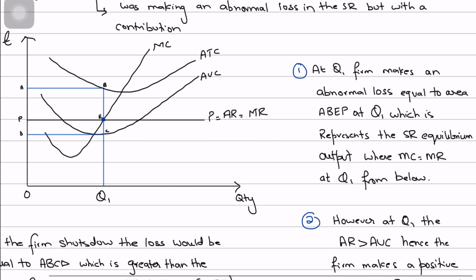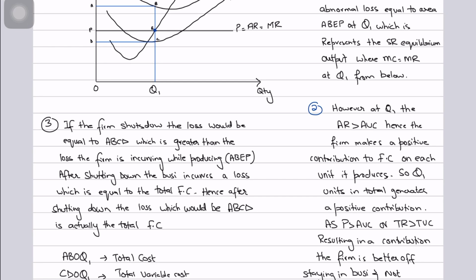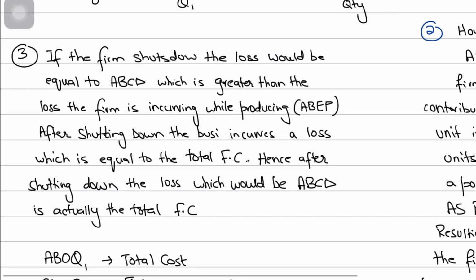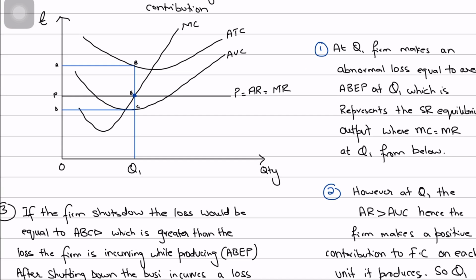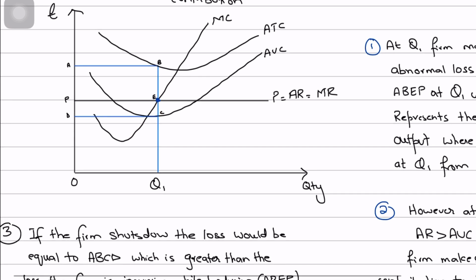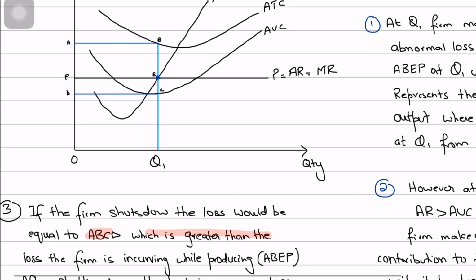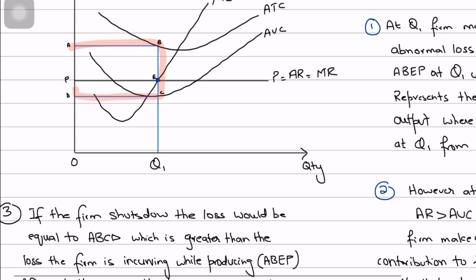Make sense? And I have written this down as well. यही चीज़ मैंने आपकी क्लैरिटी के लिए यहाँ लिख भी दी है कि if the firm shuts down, look at this, if the firm shuts down the loss would be equal to ABCD, जो अभी हमने बात की थी, which is greater than the loss the firm is incurring while producing, which is equivalent to ABEP. ये bigger loss, ये smaller loss, that is the current loss.